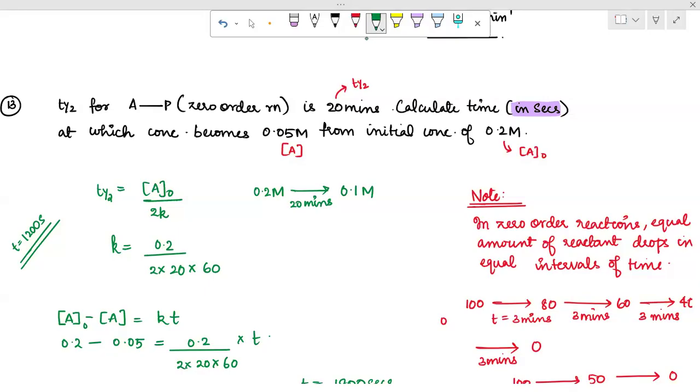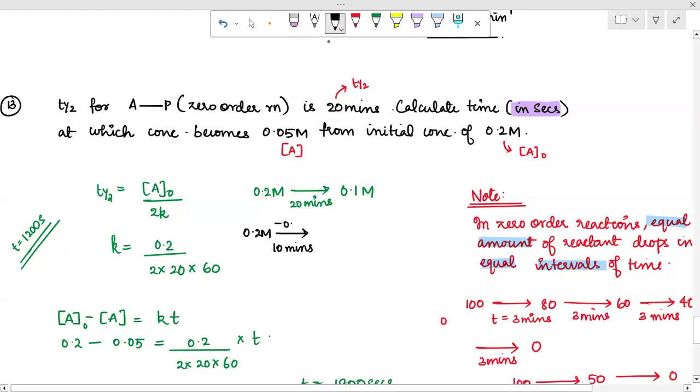So if I equally divide, what is the rule? Equal amount drops in equal intervals of time. If 0.1 molar is reduced in 20 minutes, then in 10 minutes, which is half the time, half the amount will be reduced. What is half of 0.1? 0.05. That much is reduced, which is 0.15.